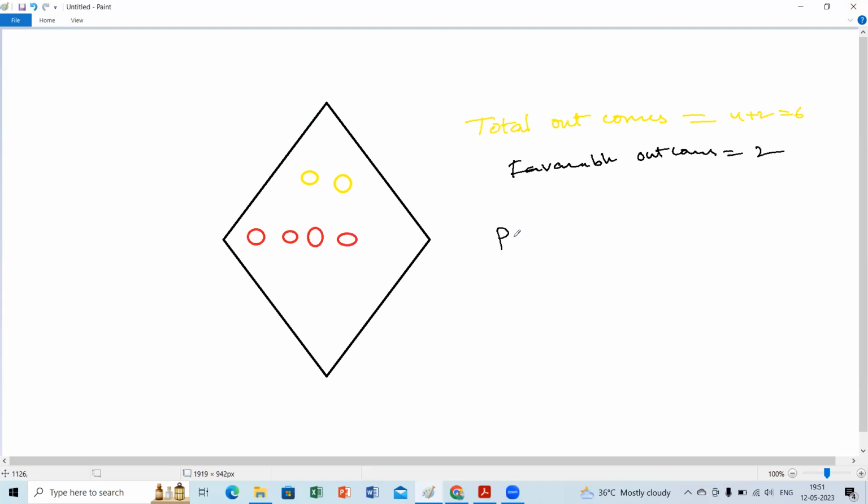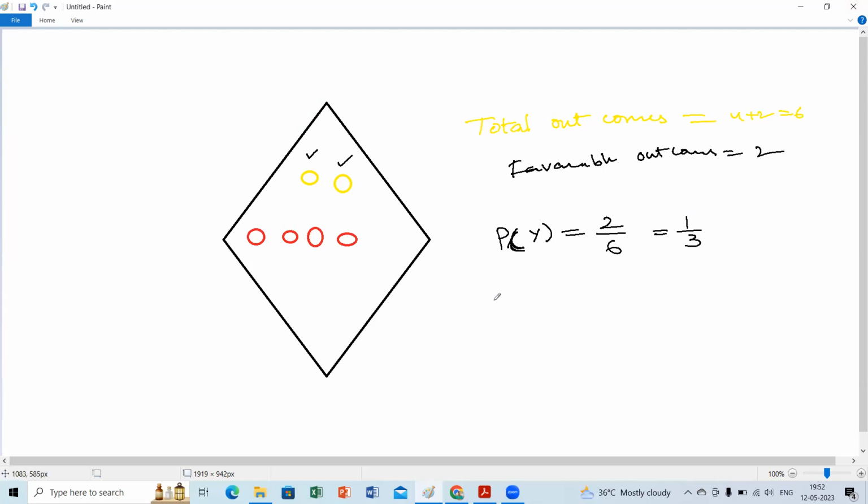So if you want the probability of getting yellow, there are 2 chances out of 6. 2 by 6, which is 1 by 3.